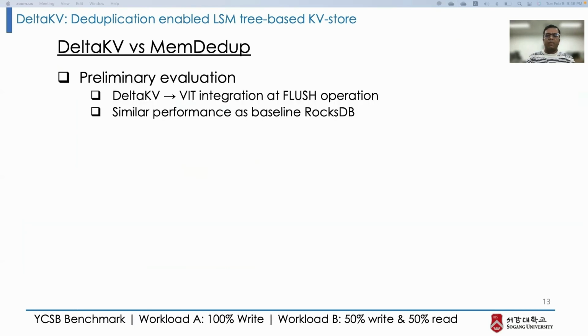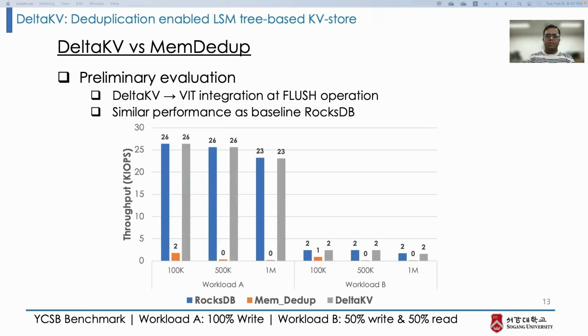For the preliminary evaluation, we present the results of value information table integration at DeltaKV. It can be observed that DeltaKV has similar performance to baseline RocksDB and outperforms MemDedup.